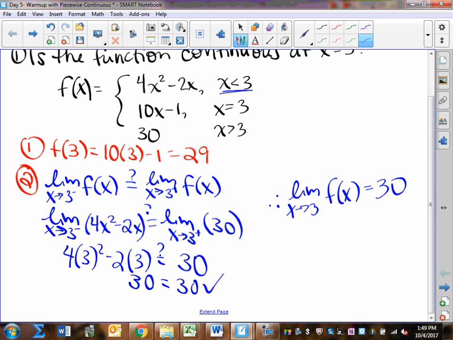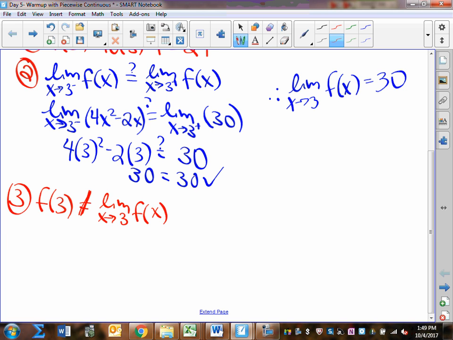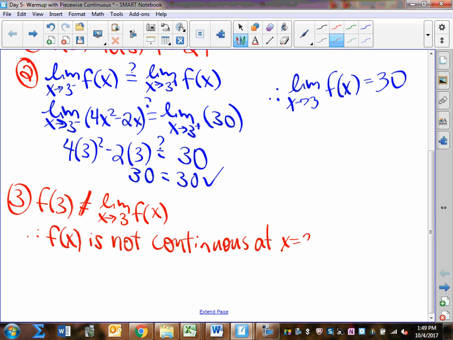Other questions before you continue? Okay. So then my third thing was that they are equal. So f of 3, does this equal the limit as x approaches 3 of f of x? No. Big issue there. So now, because those are not equal, then I can say f of x is not continuous at x equal to 3.